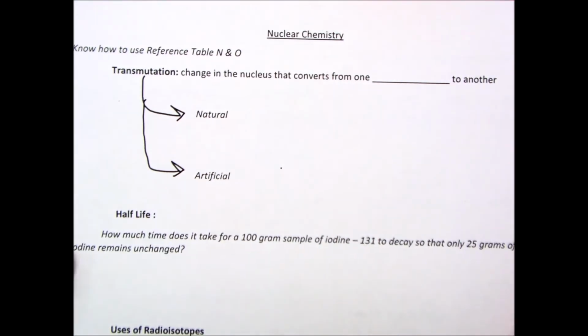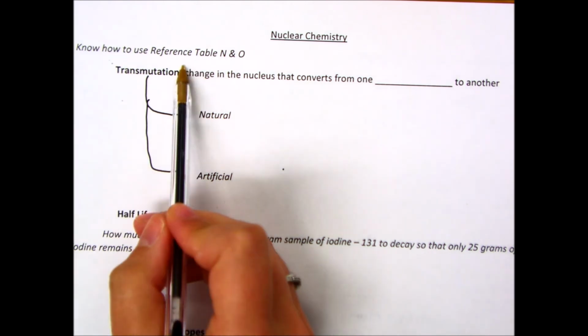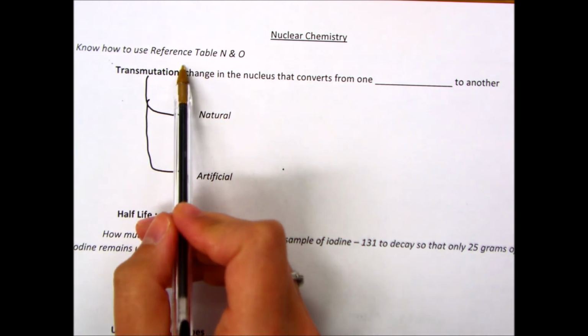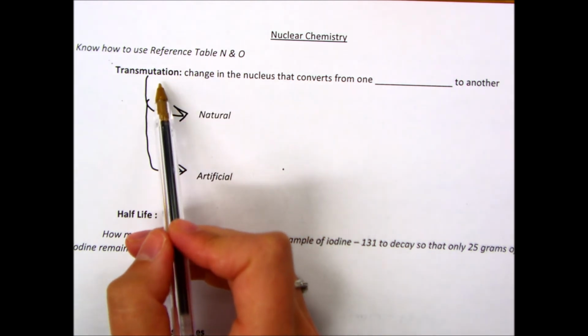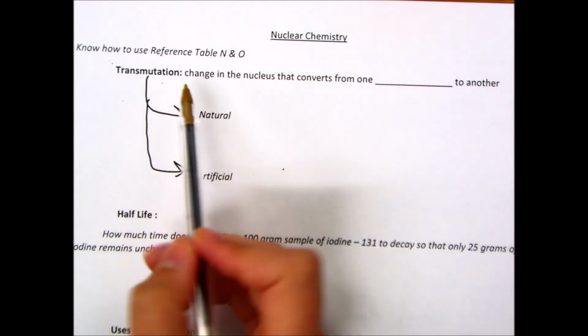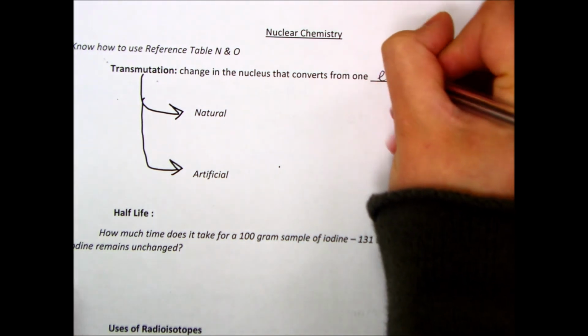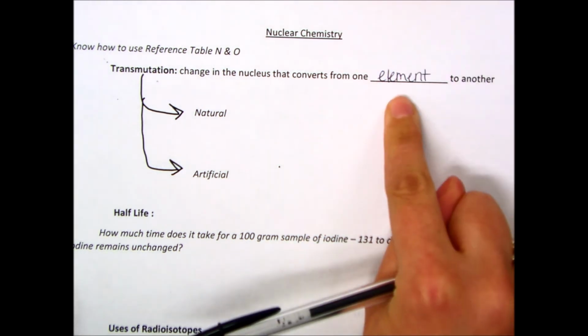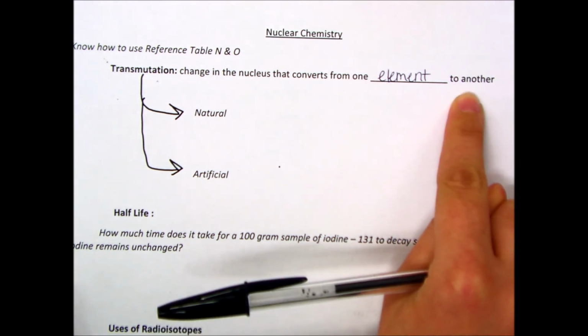All right, finally, nuclear chemistry. Just like with organic, there are important reference tables that you've just got to know how to use, reference tables N and O. I want to go through some definitions with you. Transmutation, a change in the nucleus that converts it from one element to another. Transmutation, the change from one element to another.